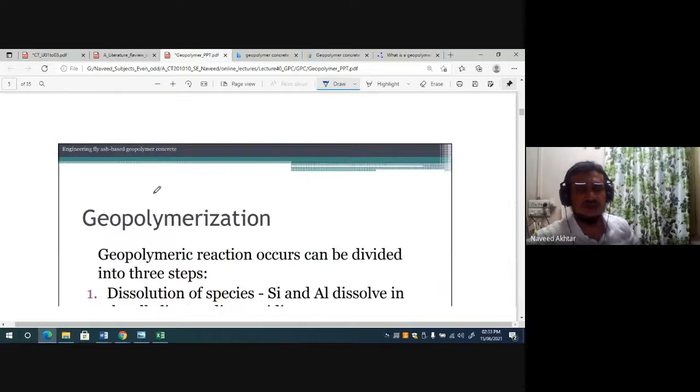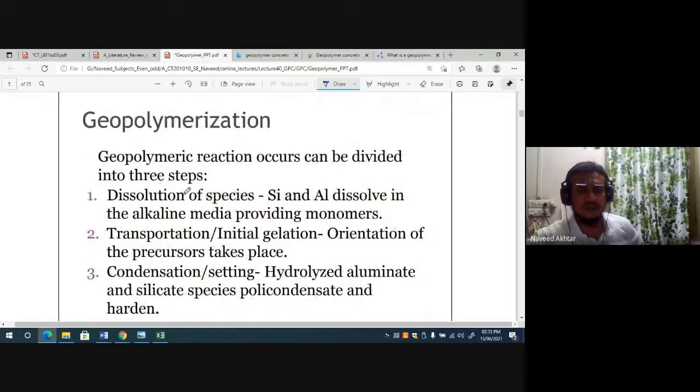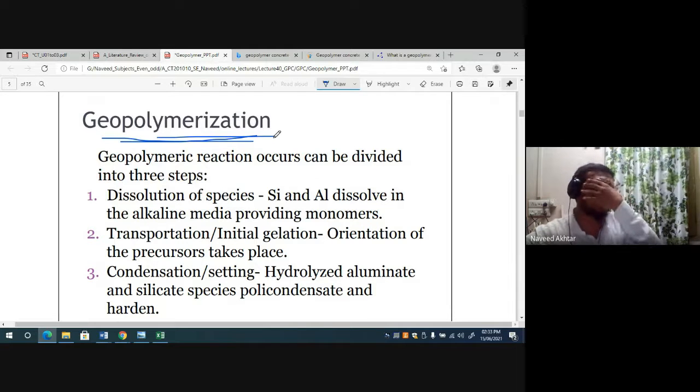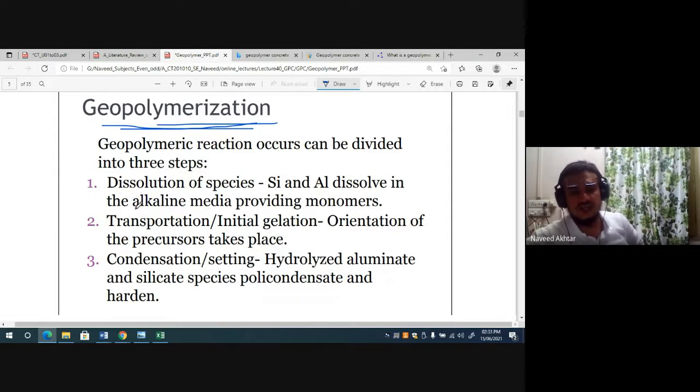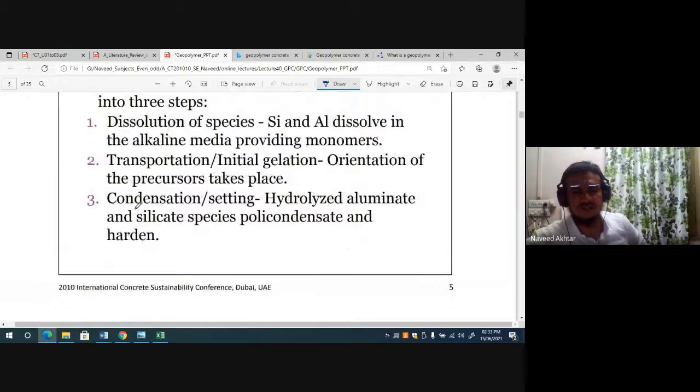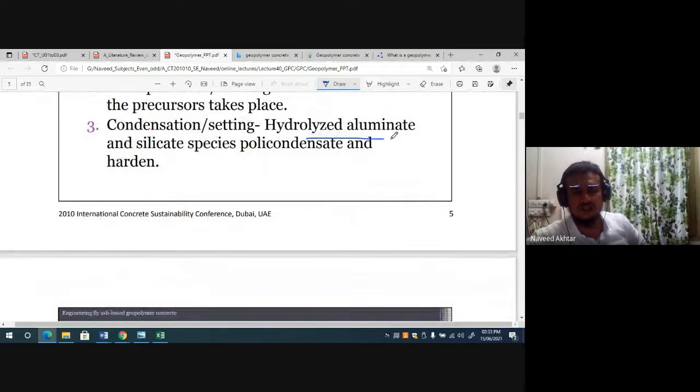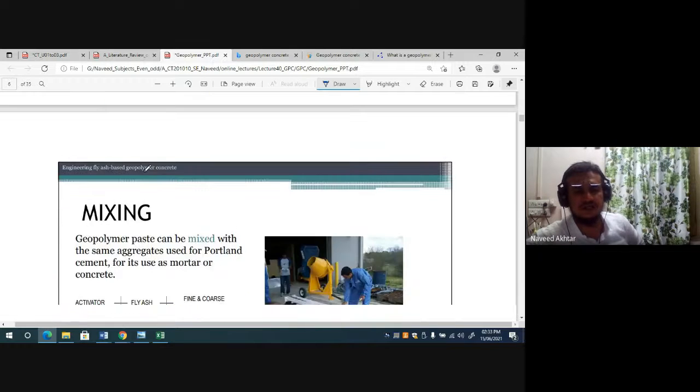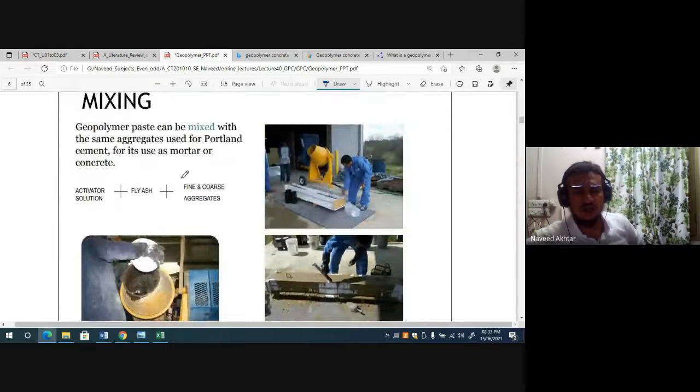These are the activator solutions, and the process is nothing but the geopolymerization reaction, and that produces the hydrates. In that process they make a Si-O bond, and that is nothing but the condensation, and the hydrolyzed aluminates and silicates are polycondensated, and then hardening takes place.